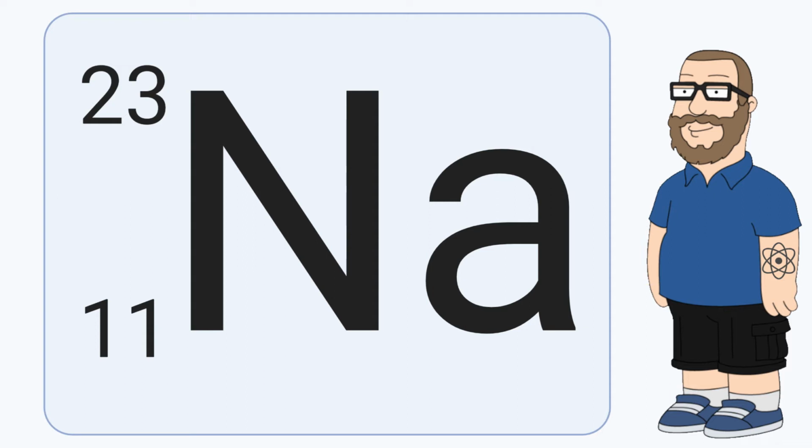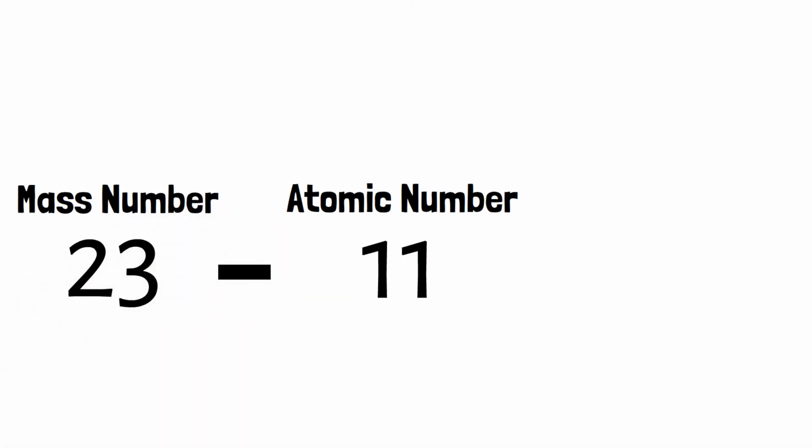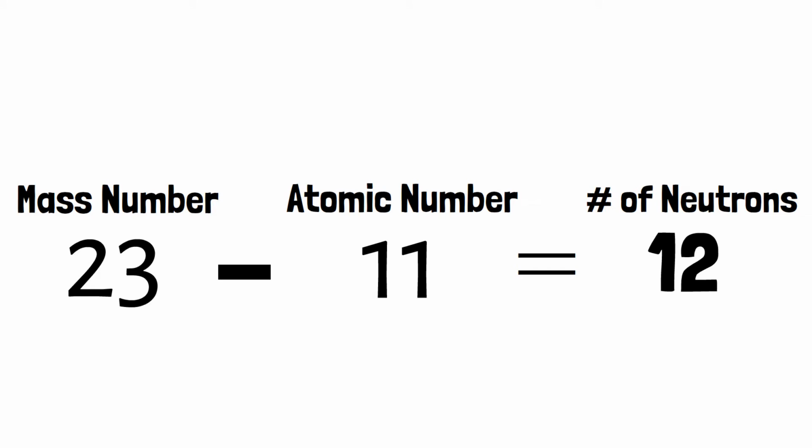Let's look at what we know about the atom, using sodium as an example. Sodium has an atomic number of 11, which means it has 11 protons in its nucleus. However, the total mass number of sodium is 23. We can figure out how many neutrons are in the nucleus of sodium by subtracting the number of protons, 11, from the total mass of 23, and we get 12 neutrons. The mass number minus the atomic number equals the total number of neutrons.